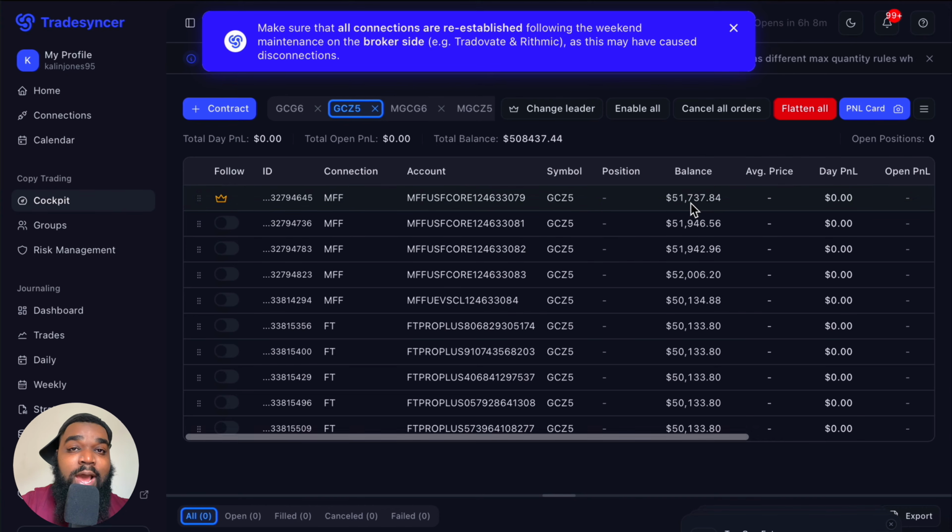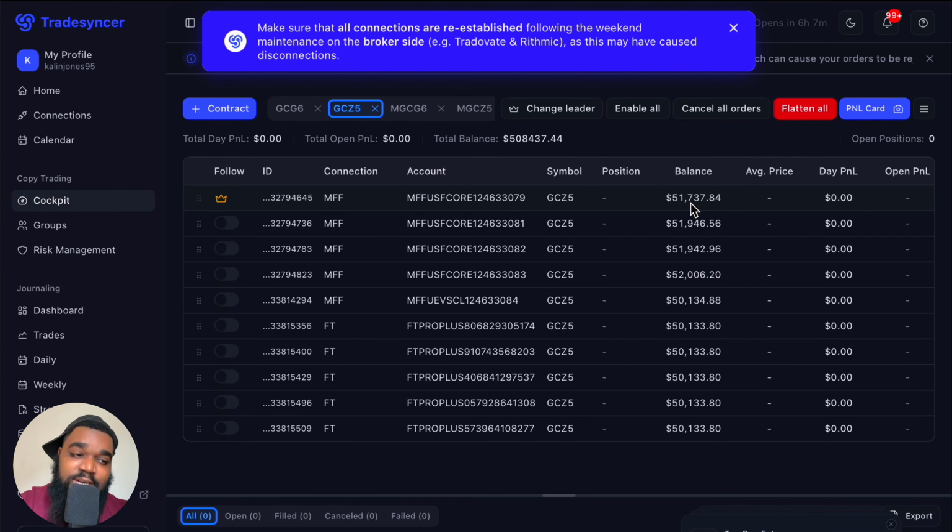So you have one master account. If you guys want, I can go deeper in a video about it, but you have one master account, and it essentially tells the rest of the accounts, hey, I want to copy this trade. So as soon as I get in, as soon as I get out. So that's essentially what that is.